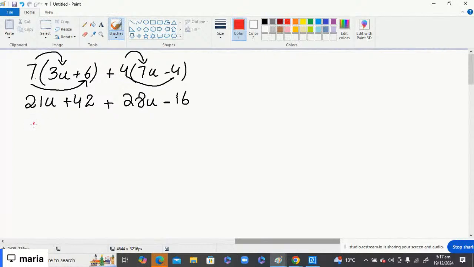Now combine the u terms, 21u plus 28u, plus 42 minus 16. Now 21u plus 28u is 49u, plus 42 minus 16. What's the answer? That's 26. And this is the answer, we get it.